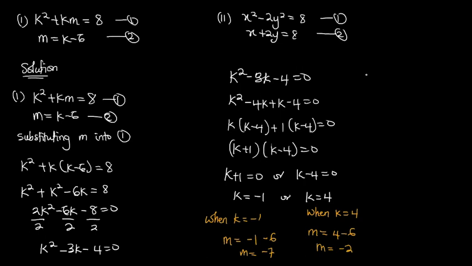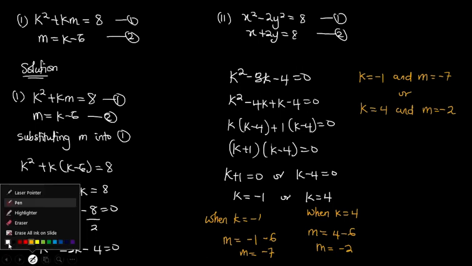So our solution set is k is equal to negative 1 and m is equal to negative 7, or k is equal to 4 and m is equal to negative 2. So this becomes the answer for the first set of equations. All right, so let's look at the second example that we have over here. So let me get some space.